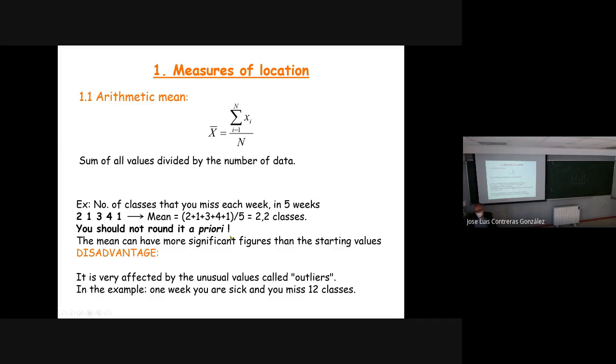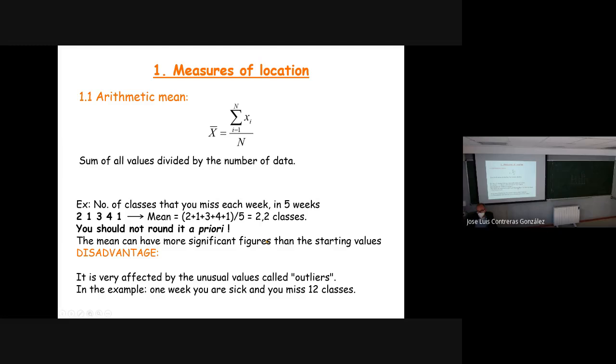Okay? And you leave it like that. You don't round it. The mean can be more precise than any of the numbers. It has to be more precise than any of the numbers. So never mind if you have numbers with no decimal places, and by doing the mean, you get one more decimal place. It's normal, or even two. Okay? So when you are in the lab.